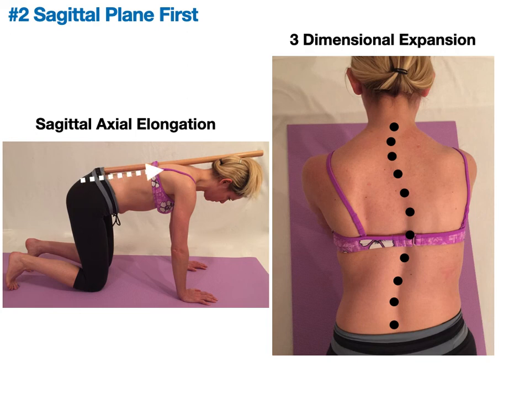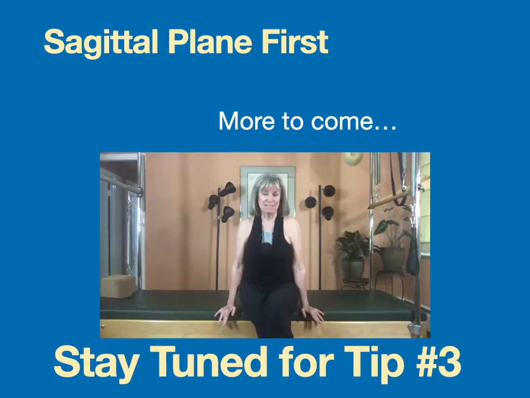Sagittal spinal balance creates axial elongation and is the first part of the three-dimensional expansion required for exercising when you have scoliosis. Stay tuned for tip number 3.